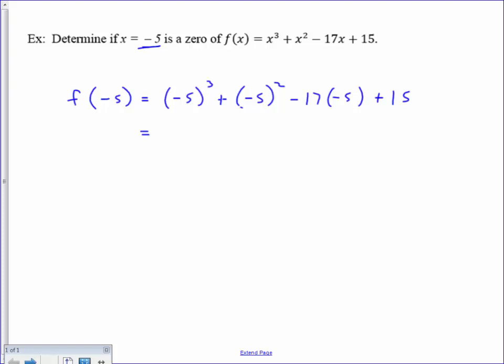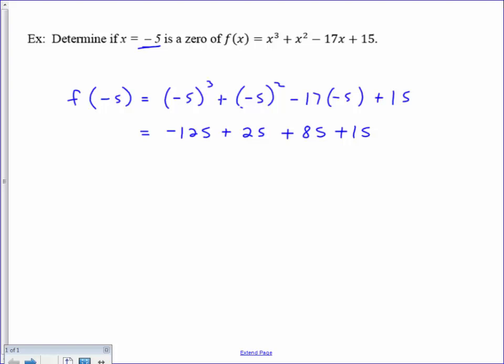-5 to the third power is -125. -5 to the second power is +25. -17 times -5 is +85. And then we still have the 15 at the end.